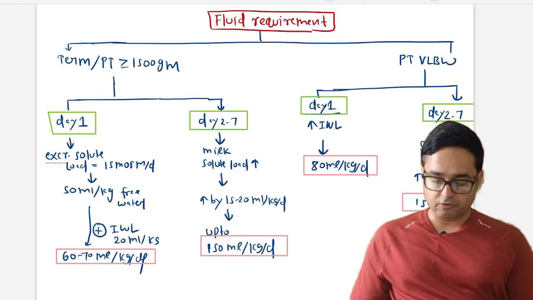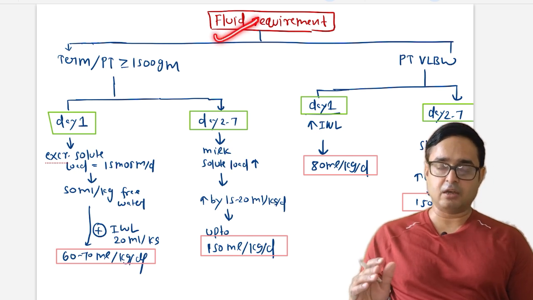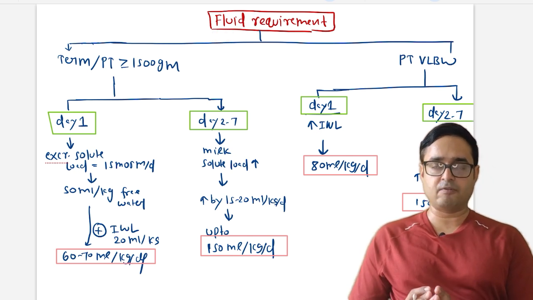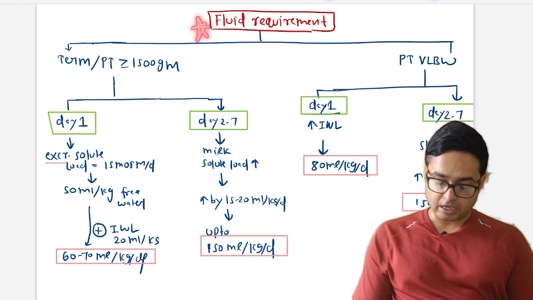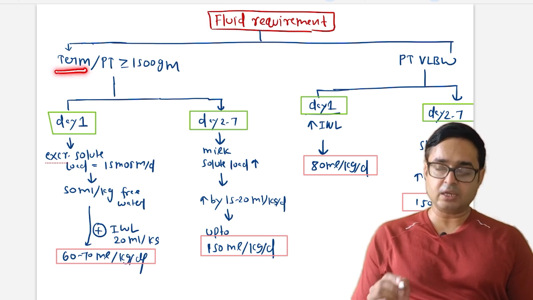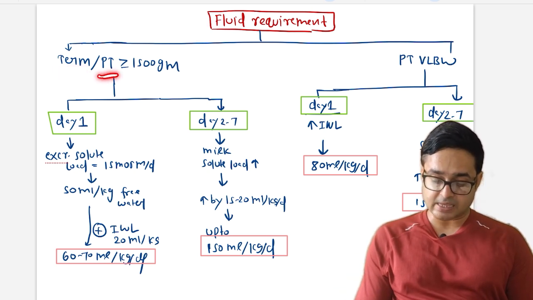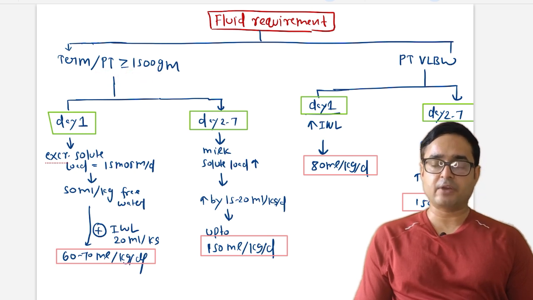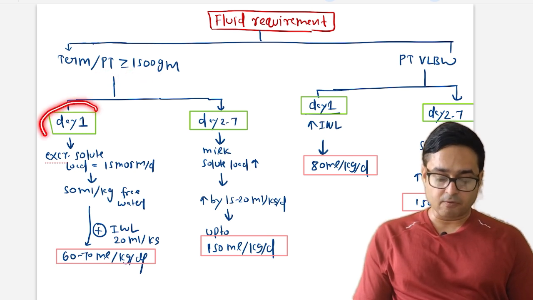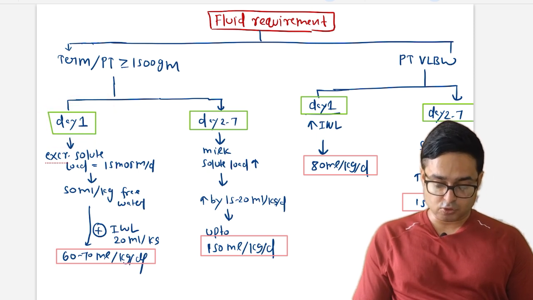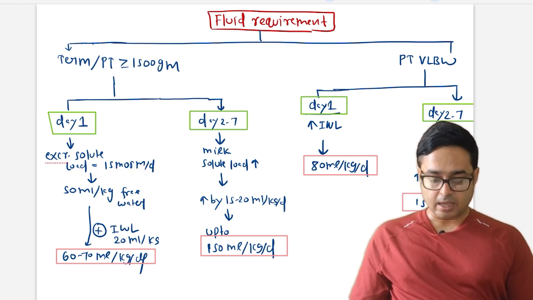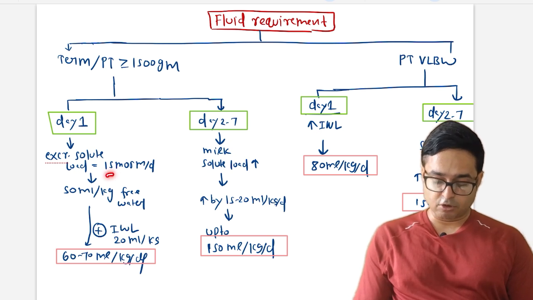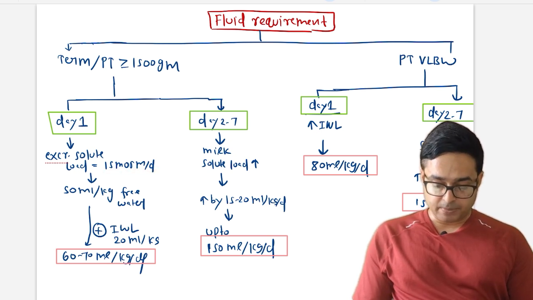Okay, so now we are coming to fluid requirement. I have simplified this fluid requirement on the basis of a flow chart. So just pay your attention. If the neonate is term, or even if the neonate is preterm but weighs more than 1.5 kg, at day 1 what happens? Excretion of solute load is approximately 15 milliosmol per day. To excrete this solute load, that is 15 milliosmol per day, we will require 50 ml per kg of free water.